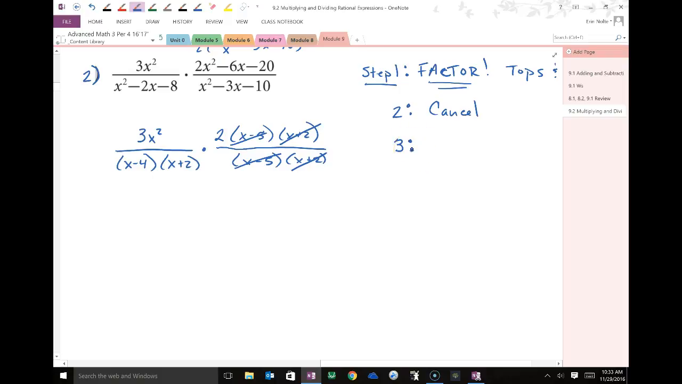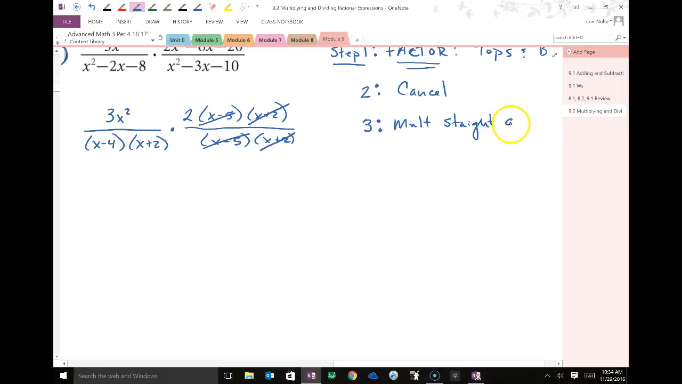Okay, what's my step 3? What do I do? Specifically, how do I solve? Be more descriptive. Multiply straight across. Perfect. So multiply straight across. What would I have on the top if I multiply straight across? 6x squared, and what would be left on the bottom? X minus 4 and x plus 2.